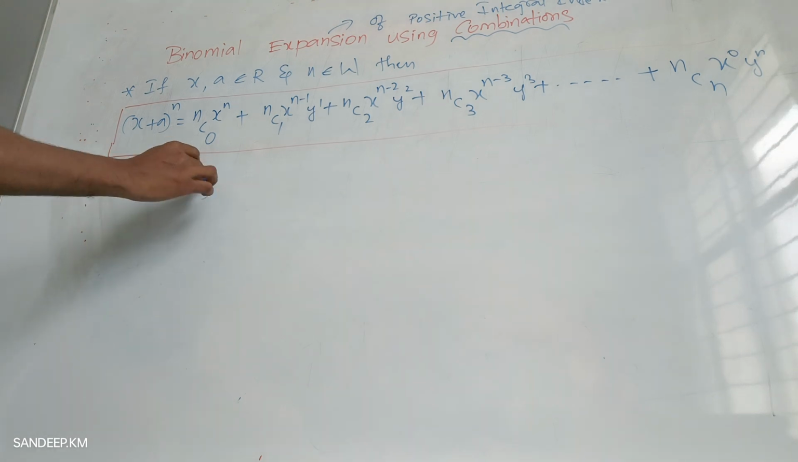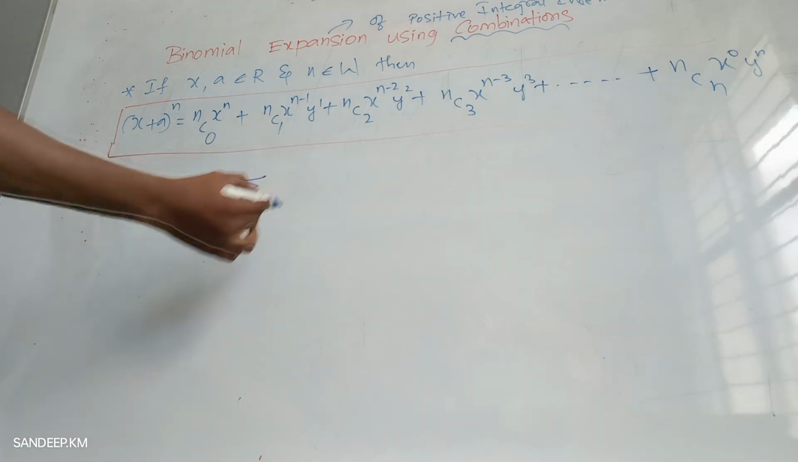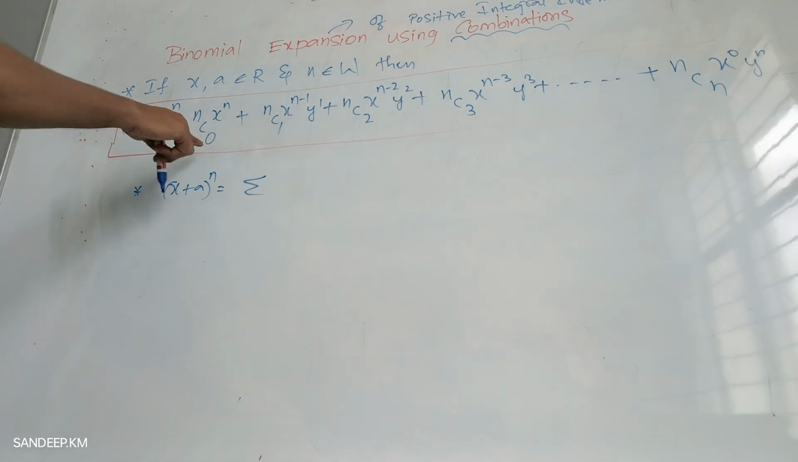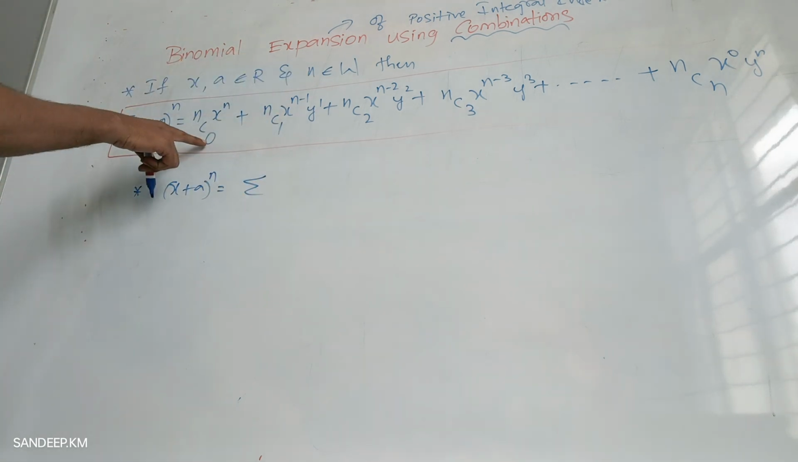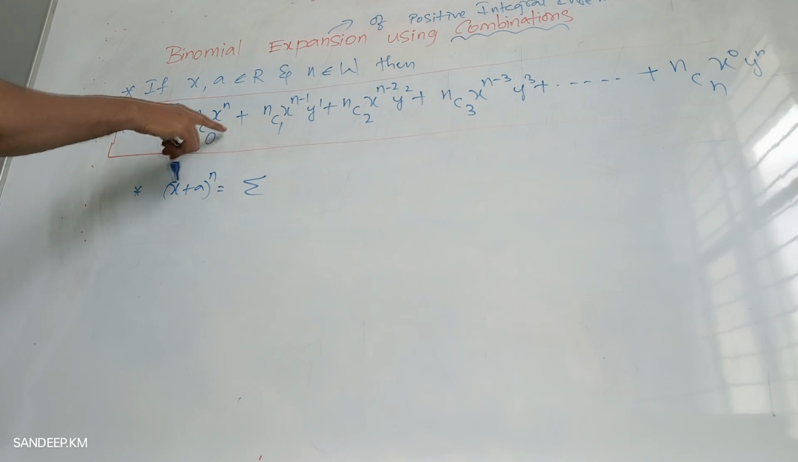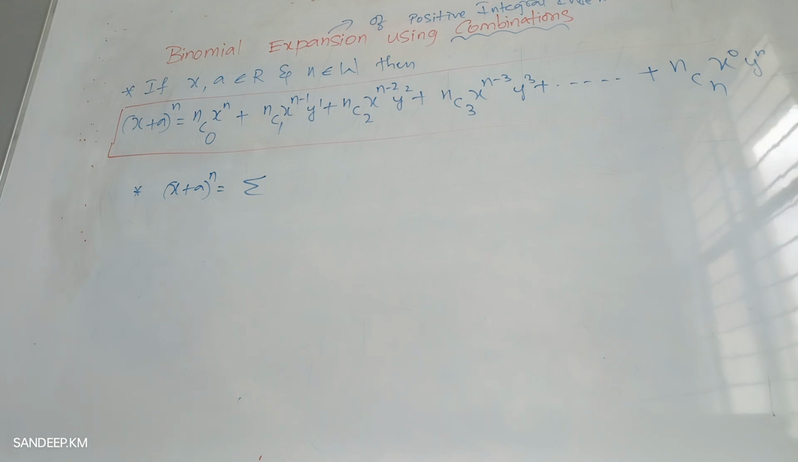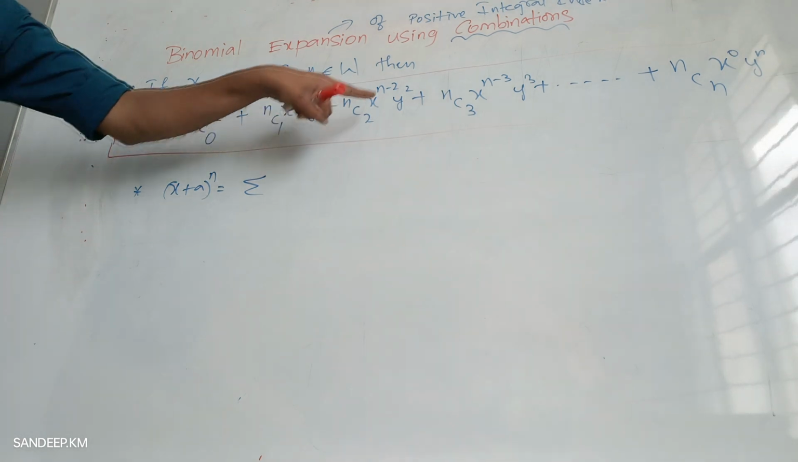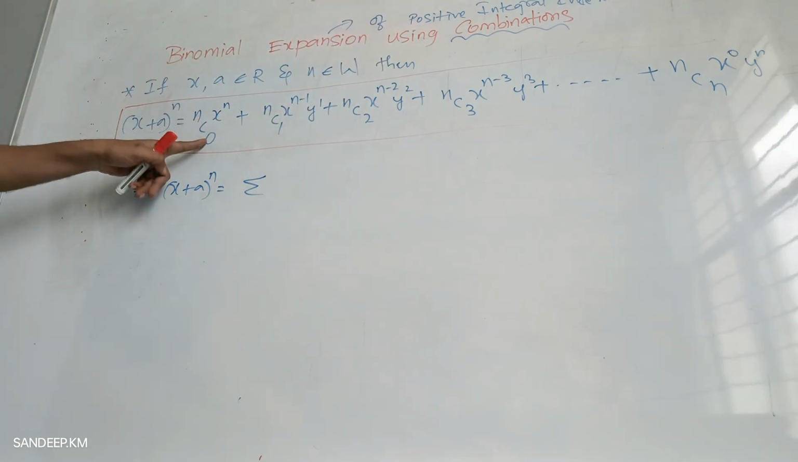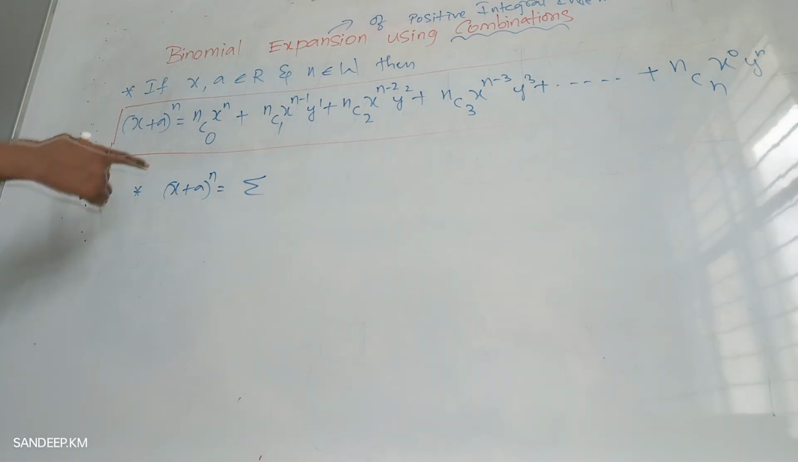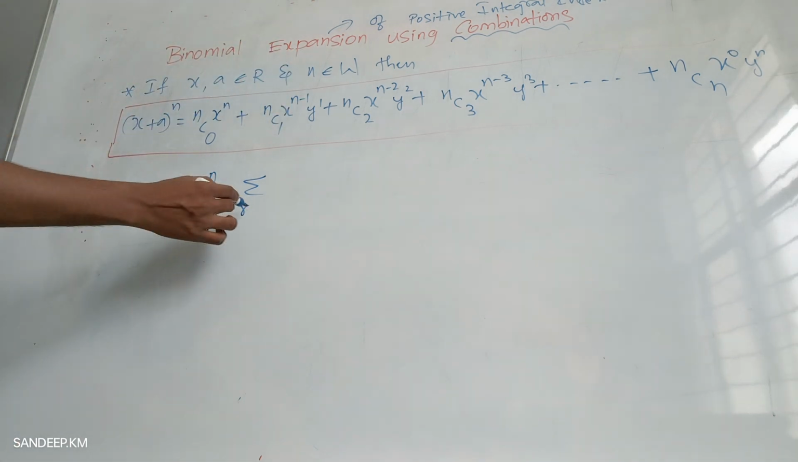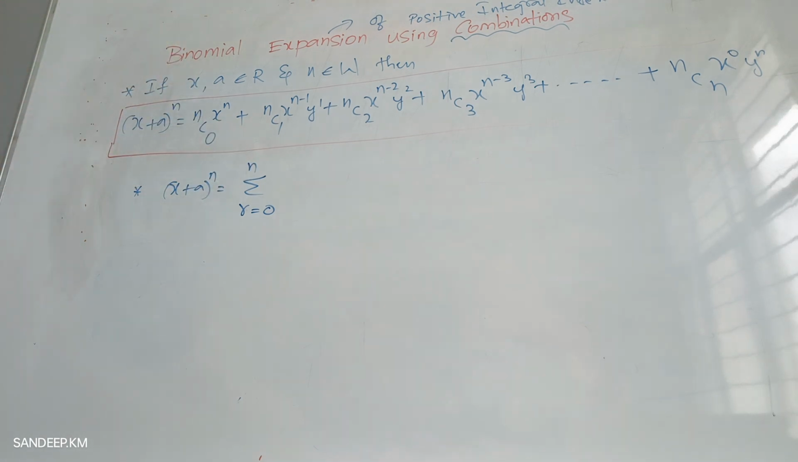(x + a)^n is equal to summation. Now, first of all, in every term, observe the suffix. The suffix is changing from 0, 1, 2, 3 and so on up to n. So, let that suffix be represented by r. r is changing from 0 to n.